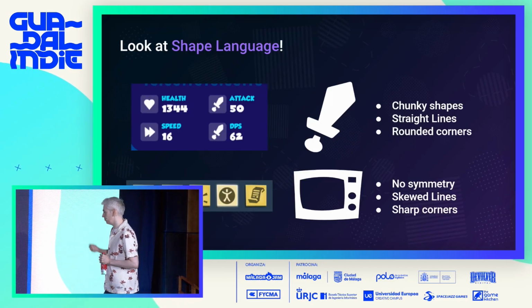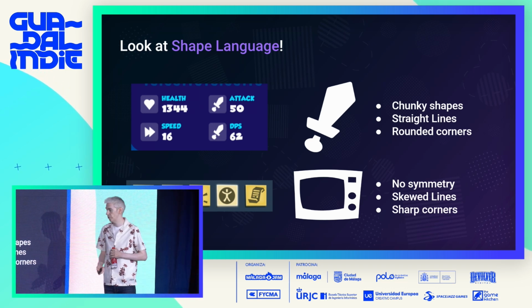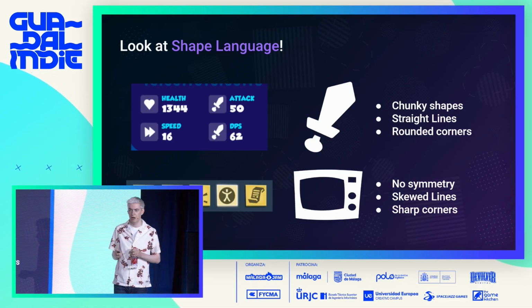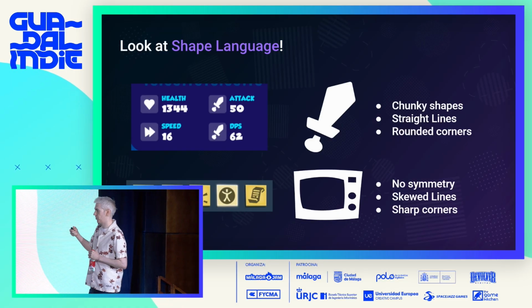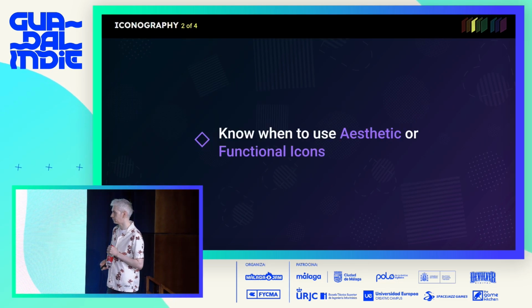Look at shape language. Another really easy way of doing consistency is just to set some simple rules for your icons. So are they chunky? Do they have straight, jagged edges? Are they rounded? Are they wobbly? All these kinds of things. And then just stick to those rules throughout the design. It is a really simple way of doing that.